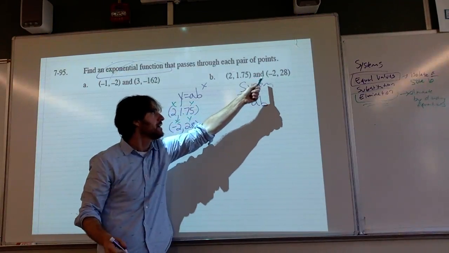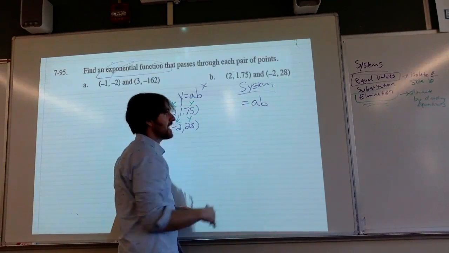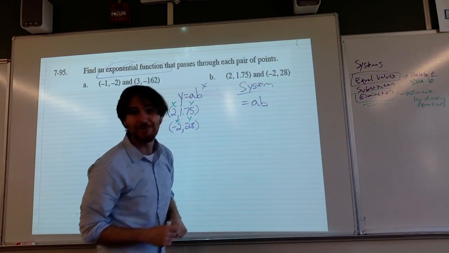I have 2, I have negative 2 for x. I don't know what y is when x is 0. So I have to determine a here. B, well, there are some ways you can figure out b right now. It's going to involve taking a root through, potentially.